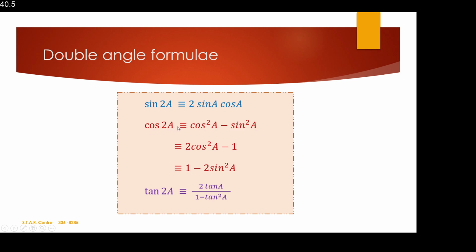Then for cos of 2A, there are three equivalent identities that can be used: cos squared A minus sine squared A, or 2 cos squared A minus 1, or 1 minus 2 sine squared A. For proving any trig identity where we would have a cos 2A, only one of these is needed, depending on what we are trying to prove. And then we have tan of 2A, which is identical to 2 tan A over 1 minus tan squared A. The double angle formulae are not given in the formula sheet for exams, so you would need to learn these formulas.